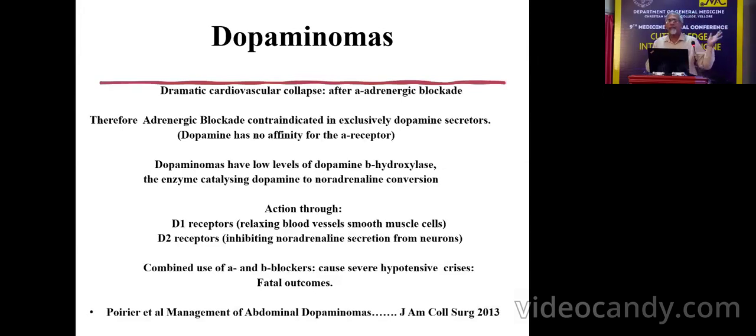This rarer form, dopaminomas, I'm just very briefly mentioning, and I mentioned the fact that they do not have as florid hypertension as well. Sometimes when you use an alpha blocker like prazosin, you may have a hypotensive crisis in that situation.